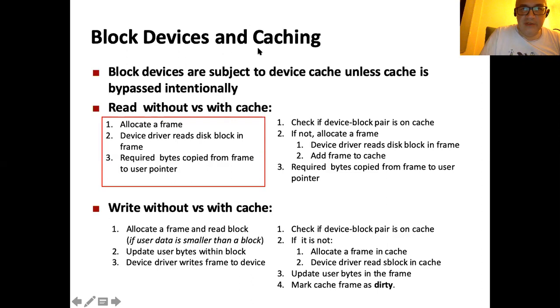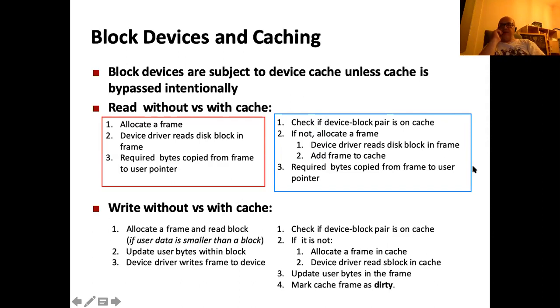On the other side, with cache, we have some additional check. At the beginning, you check if it is already available, because it might be the case that it is also already in the memory. You brought in that page before. So we check if this given device and block offset is already in memory or not. If it is not, we repeat this left-hand side. Allocate the frame, read that block into that new frame, and add this frame to the cache. So now it will be available for the next cycle. Then we continue with this copying.